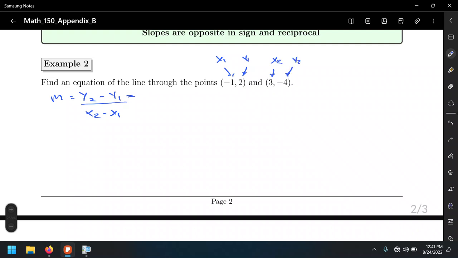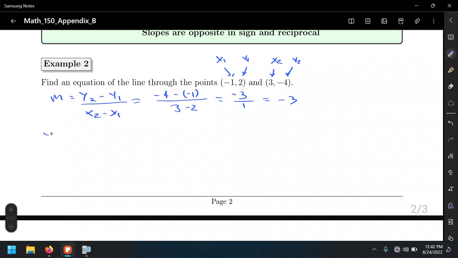And just plug in the numbers. -4 minus -1, -4 minus -1. So there's a smile rule going on in here, and 3 minus 2. So that's going to be -3/1, which is -3. All right? So that's the value of the slope.